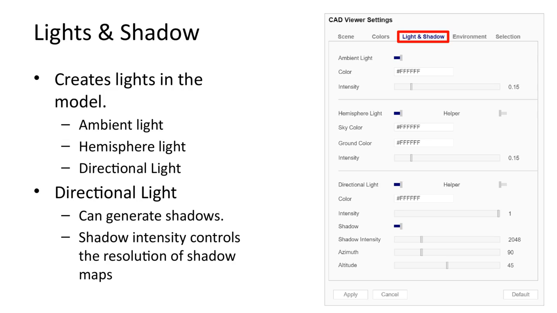The Lights and Shadows tab allows you to set up the lights in the model. There are 3 lights: the ambient light, the hemisphere light, and the directional light. For all lights, the intensity and color of the light can be set. None of the lights have a position, since these lights are not affected by position. The directional light has settings for creating shadows.